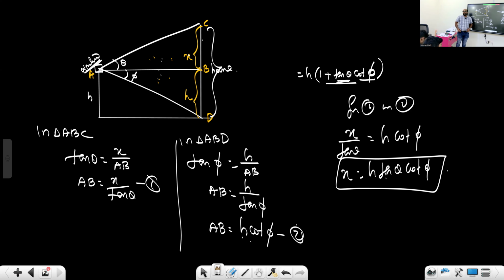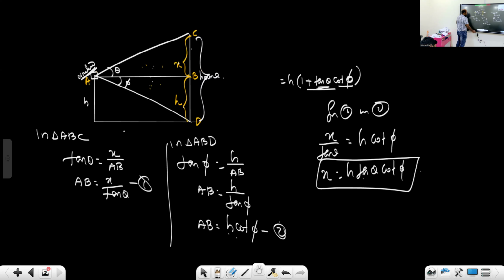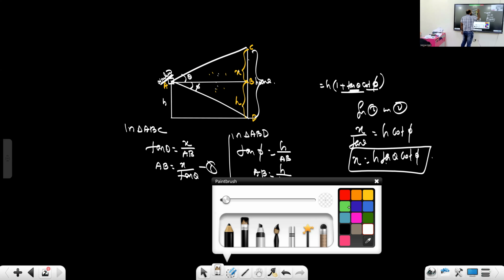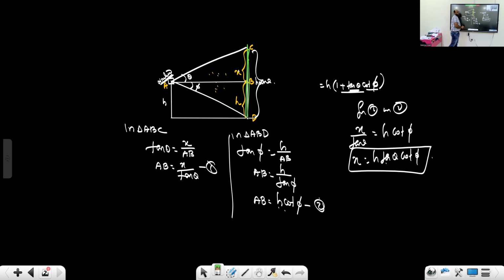So x equals tan theta cot phi. Therefore, what is the height of the opposite house? H plus x. Am I right? Height of the opposite house equals h plus x. X is not the height. H plus x, because we have to take height from the ground.